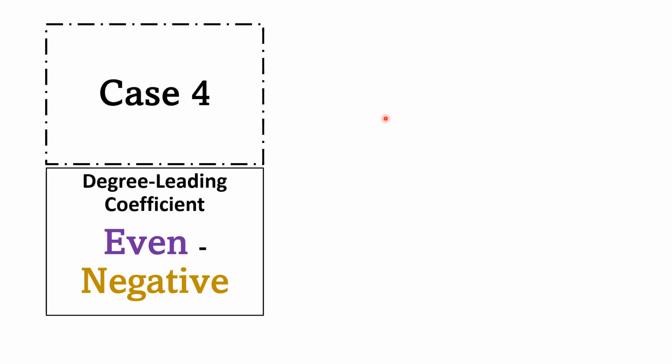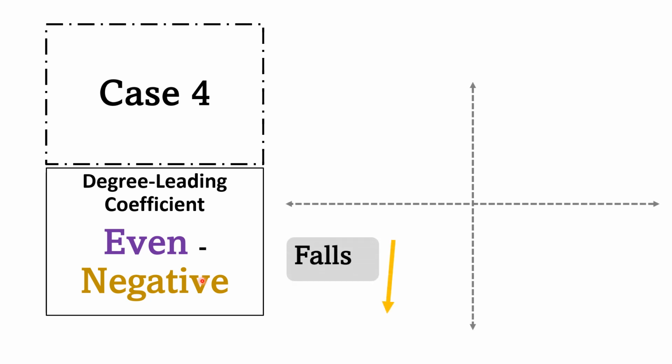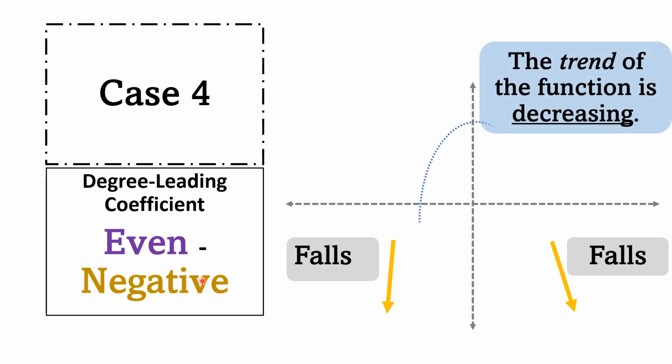And the last case, case 4. If the degree of the function is even and the leading coefficient is negative, the left end of the graph falls and the right end of the graph falls too. We can also say that the trend of the function is decreasing. Always remember that in determining the trend of the function, you start from the left end to the right end.